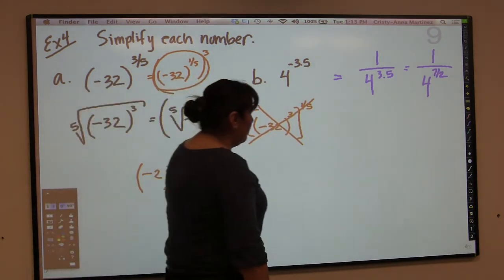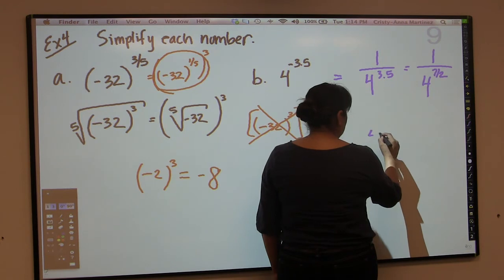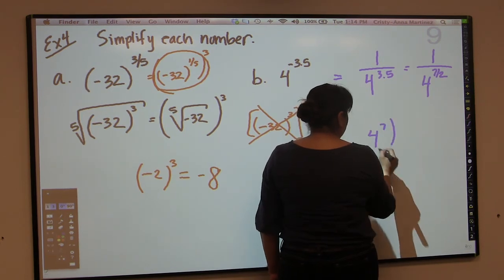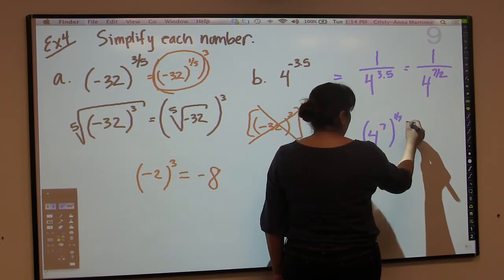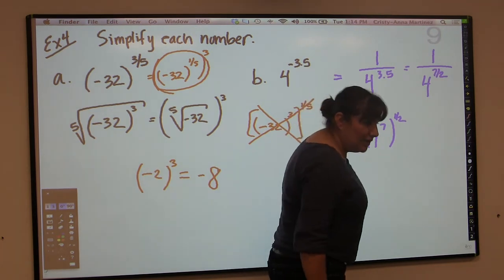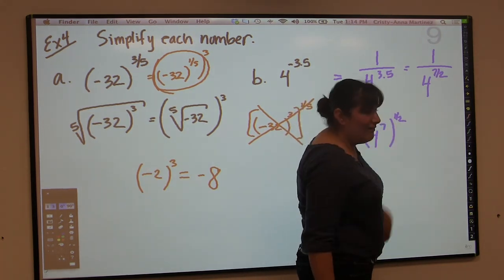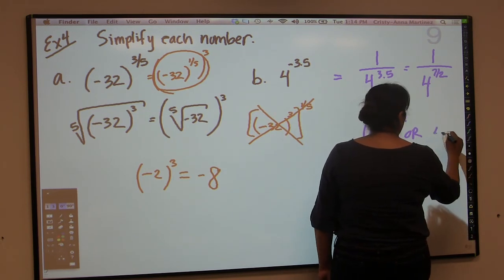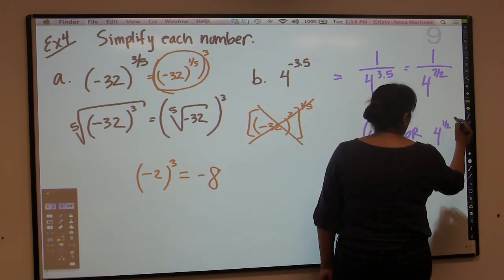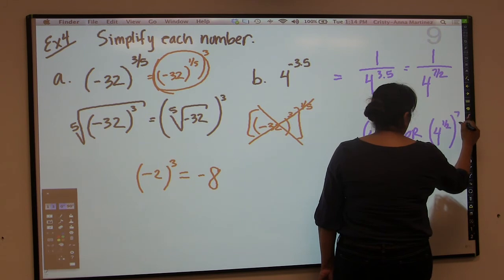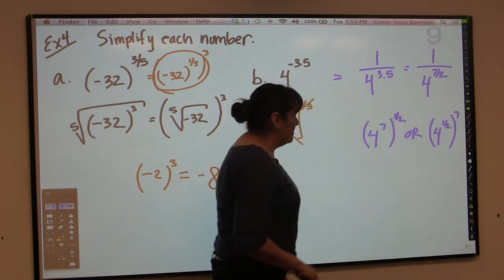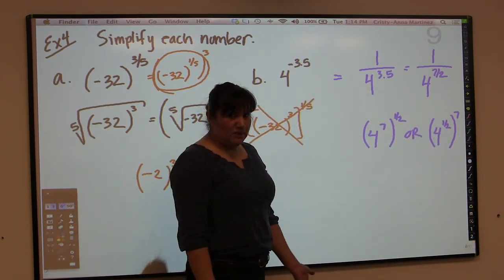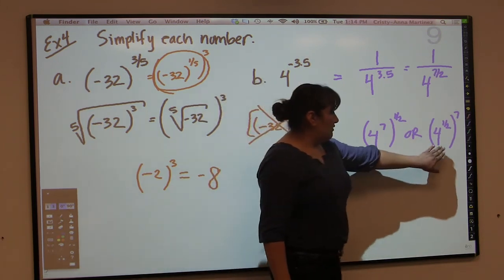And again, we have options. We can take 4 to the 7th power and then put the 1/2 out here, because 7 times 1/2 is 7/2. Or we can take 4 to the 1/2 power and then raise it to the 7. Either way, you get 7/2. Now, which do you think is going to be the most beneficial for us? The 4 to the 1/2.